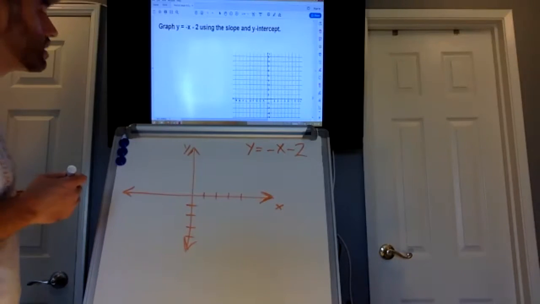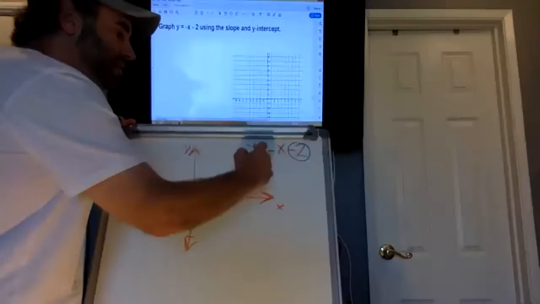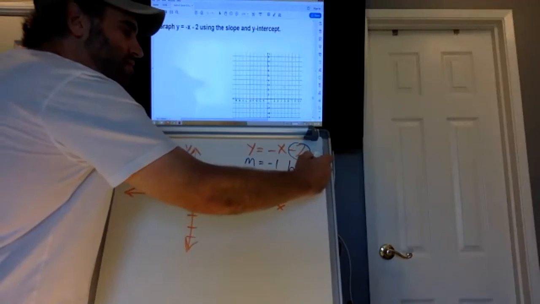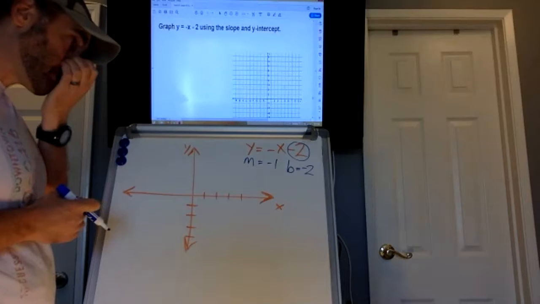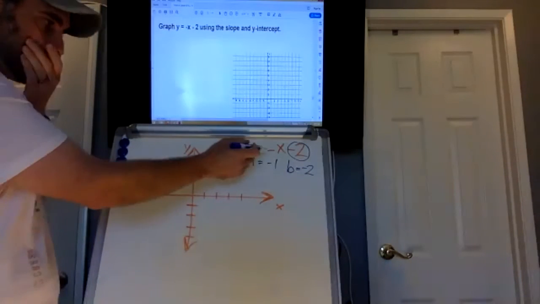All right, here we go. This is my starting point. By knowing what my slope is, -1, and knowing what my y-intercept is, -2. Mr. Rosenthal, how'd you get the slope like that? It's right here.